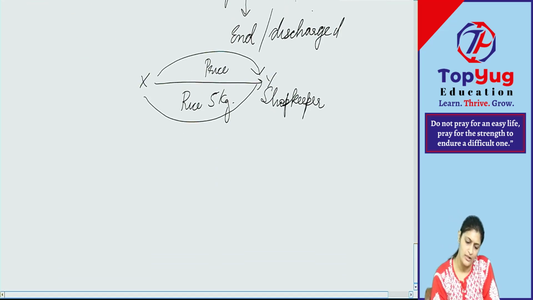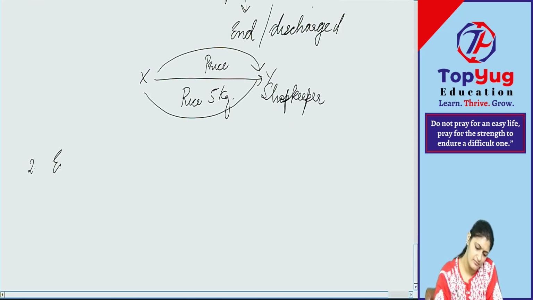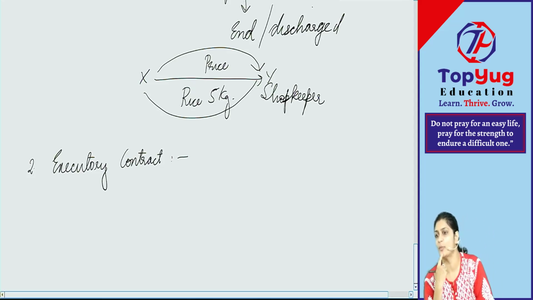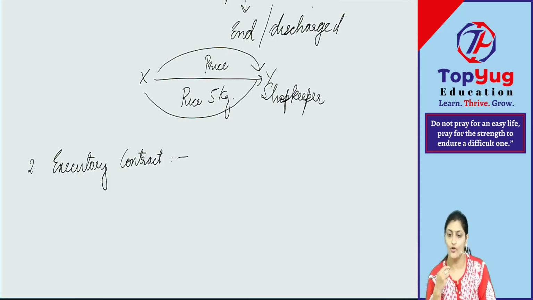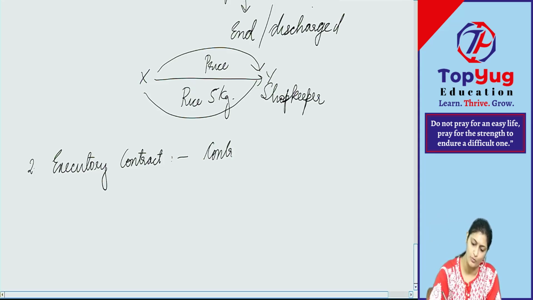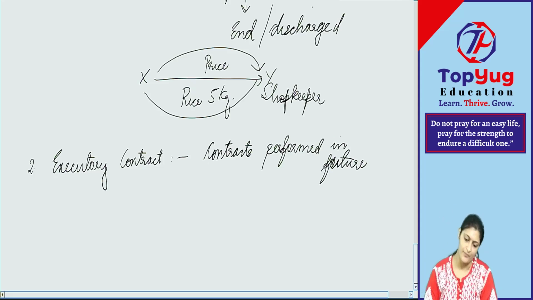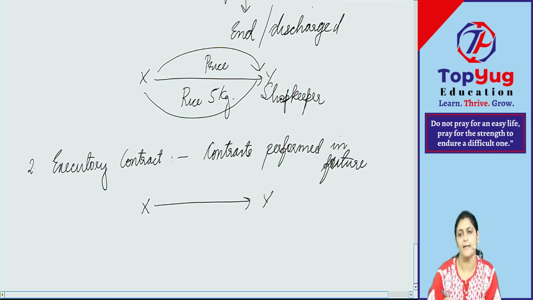Now you tell me, what will be executory? Executory contracts. Contracts which are to be performed in future. Contracts which are not performed but which are to be performed in future. Contracts performed in future are known as executory contracts. X entered into a contract with Y. Okay.